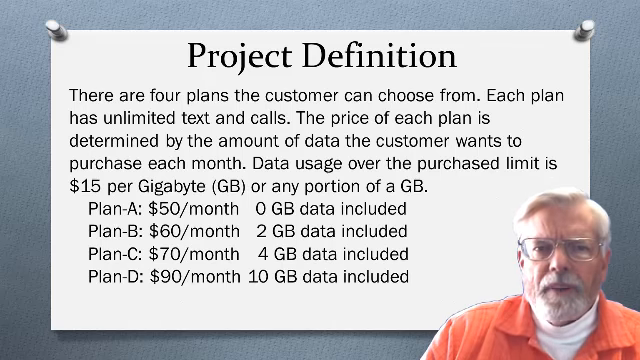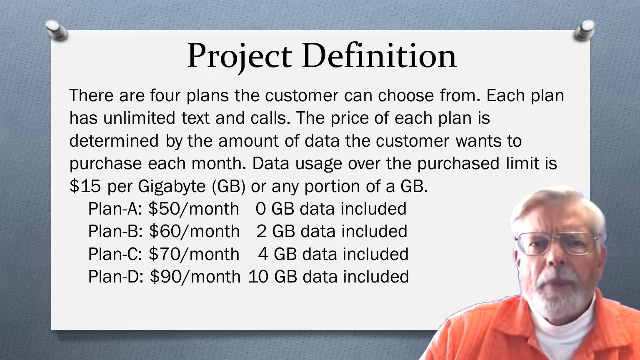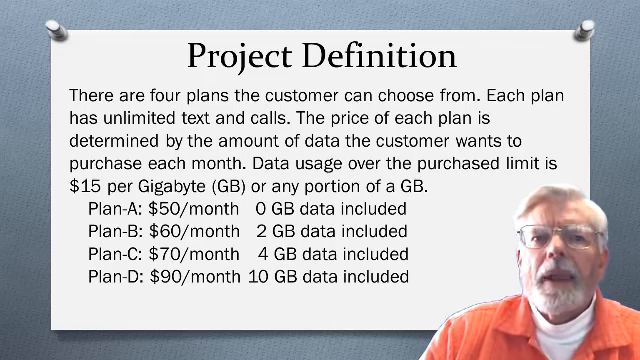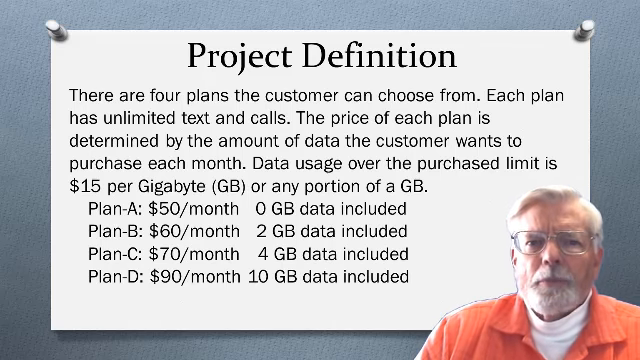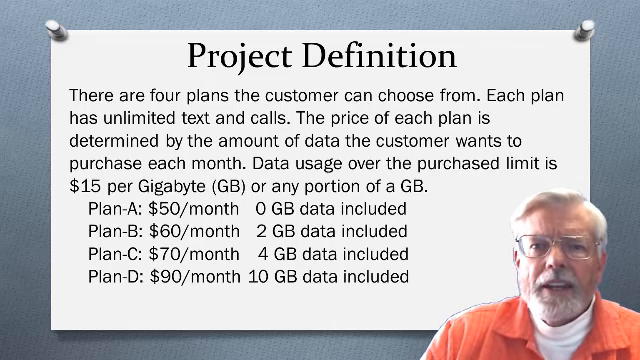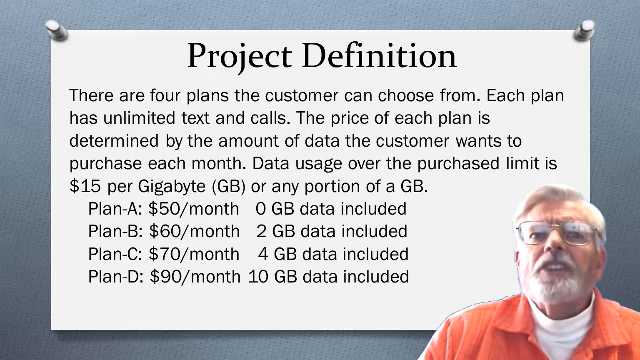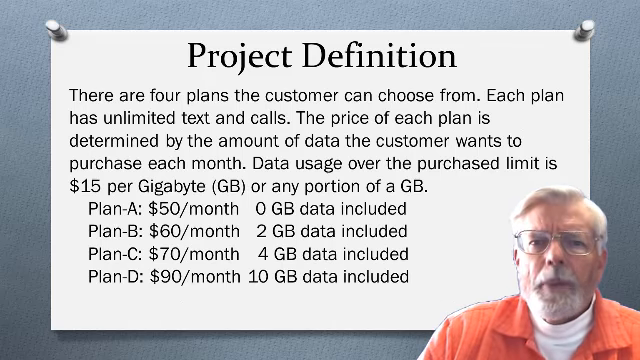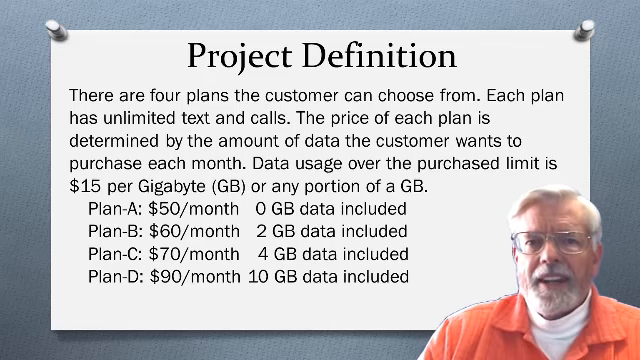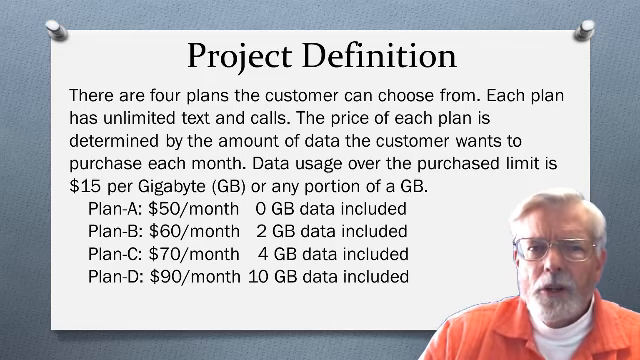Plan A, $50 a month with 0 gigabytes of data included. Plan B, $60 a month with 2 gigabytes of data included. Plan C, $70 a month with 4 gigabytes included. Plan D, $90 a month with 10 gigabytes of data included.